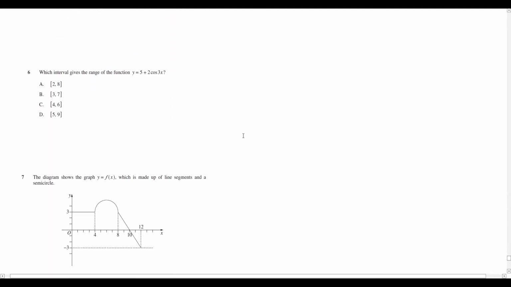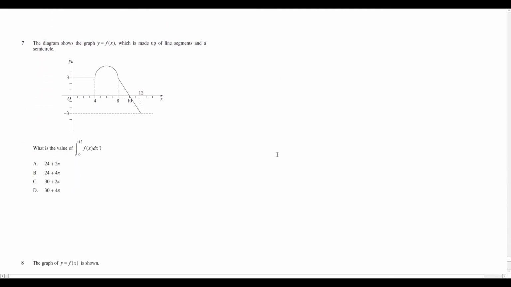Now, on to question 6. Which interval gives the range of the function y equals 5 plus 2 cos 3x? The only thing that matters here realistically is the amplitude of the cosine. The amplitude is 2. The frequency is 3, but we don't care about that at the moment. We're just looking for the range of the entire function. So this can go from -2 all the way up to +2. That brings us down from 5 minus 2, so at lowest 3, or 5 plus 2, all the way up to 7. So 3 to 7 is going to be our interval there.